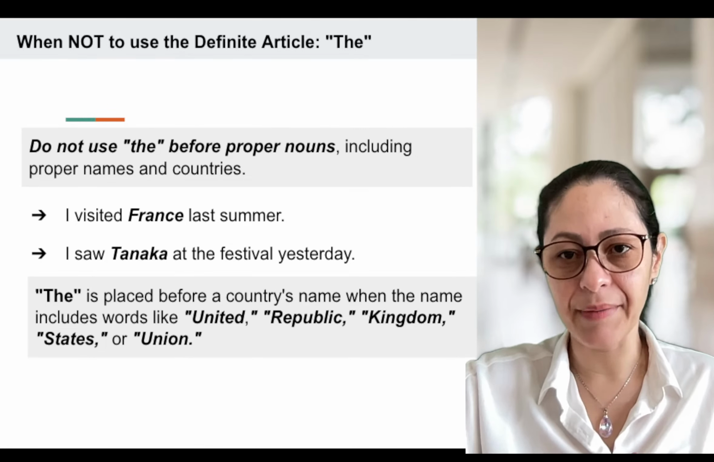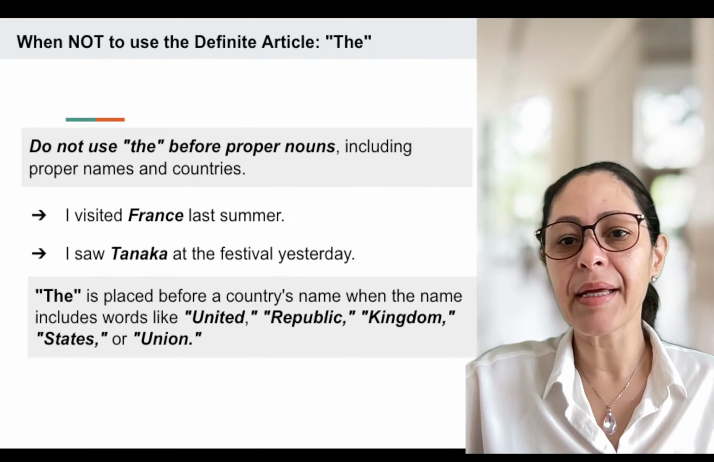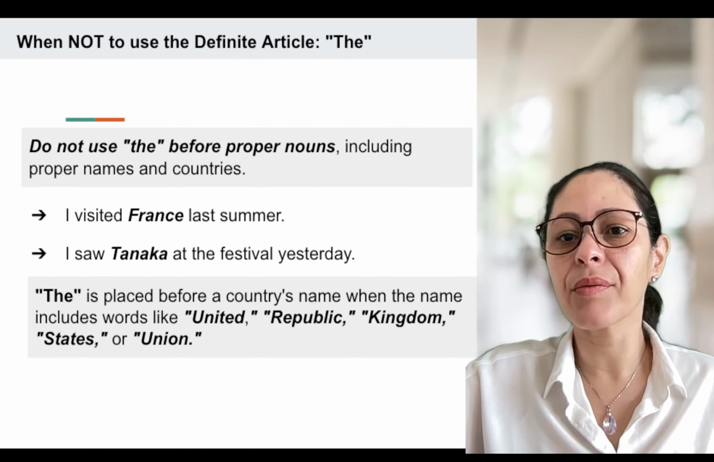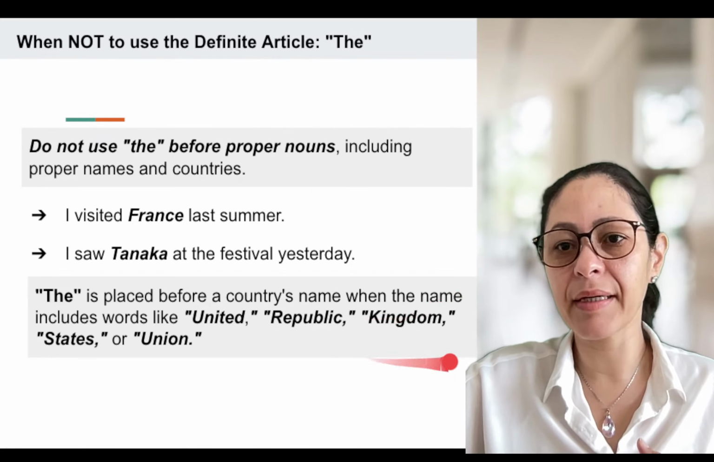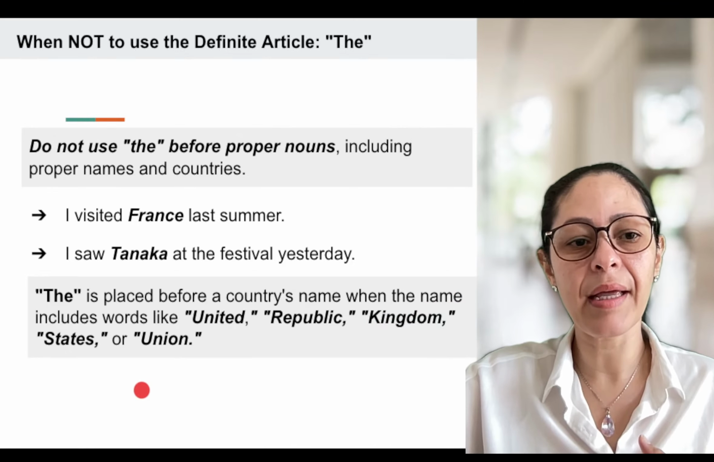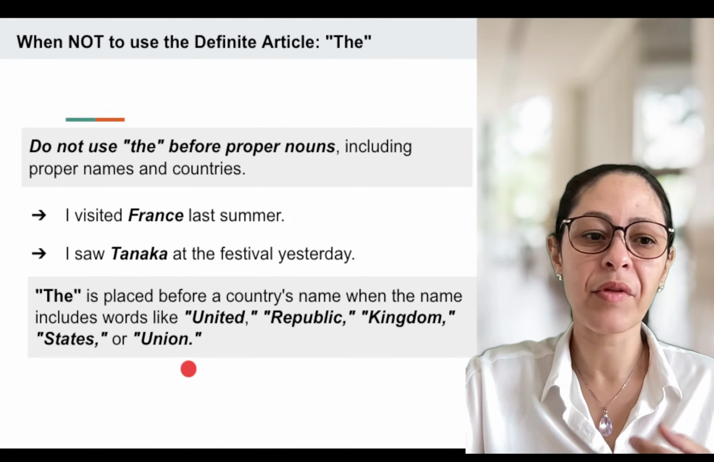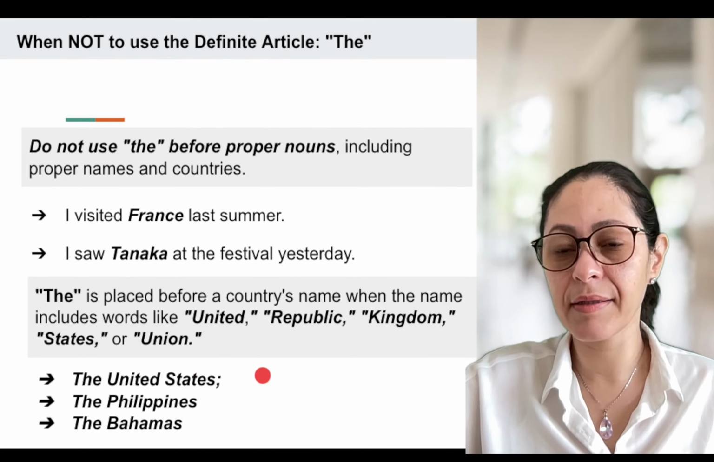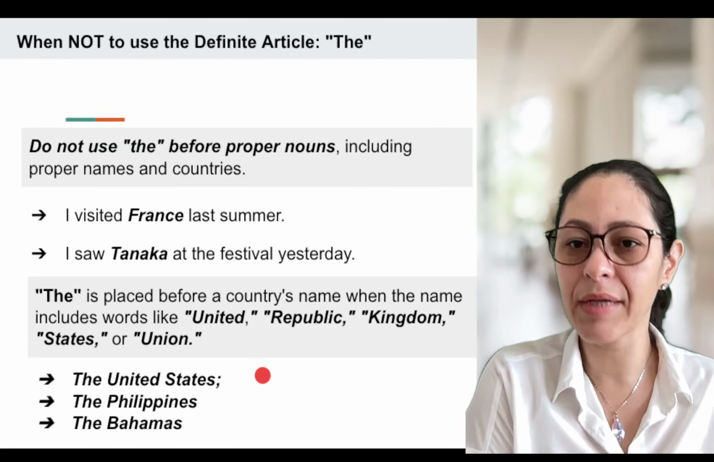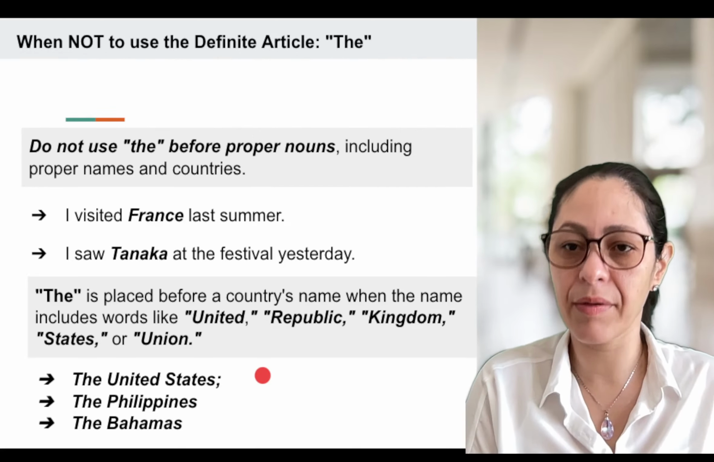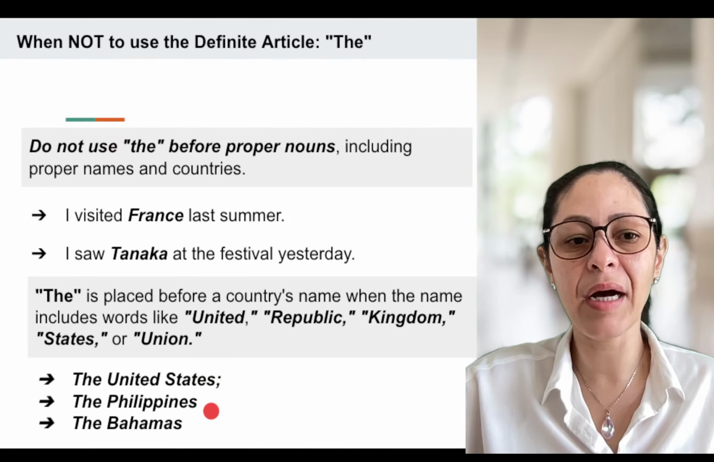When do we use the? We use the when we are talking about names of countries. And these countries include the words United, Republic, Kingdom, States, and Union. If we have one of these, we must place the. For example, the United States. I have been to the United States. I lived in the United States. We are always going to use the before this. The same thing works for the Philippines and the Bahamas.